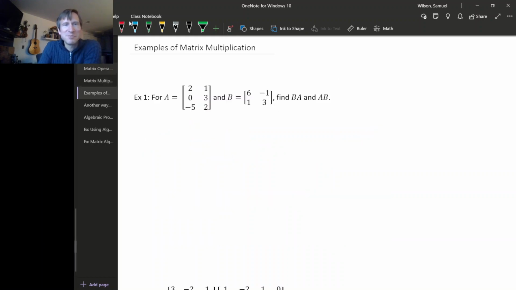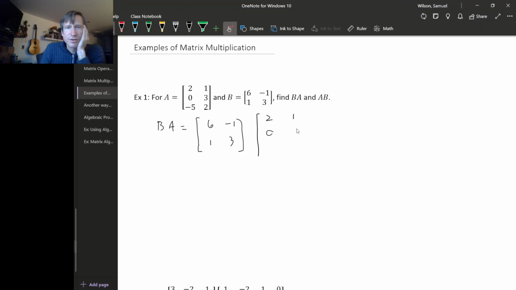So with that in mind, let's work out some examples. For this matrix A and this matrix B, let's calculate B times A and also A times B. So for B times A, I'm actually going to write out B and A again. So this is 6, minus 1, 1, 3 times 2, 1, 0, 3, minus 5, 2.